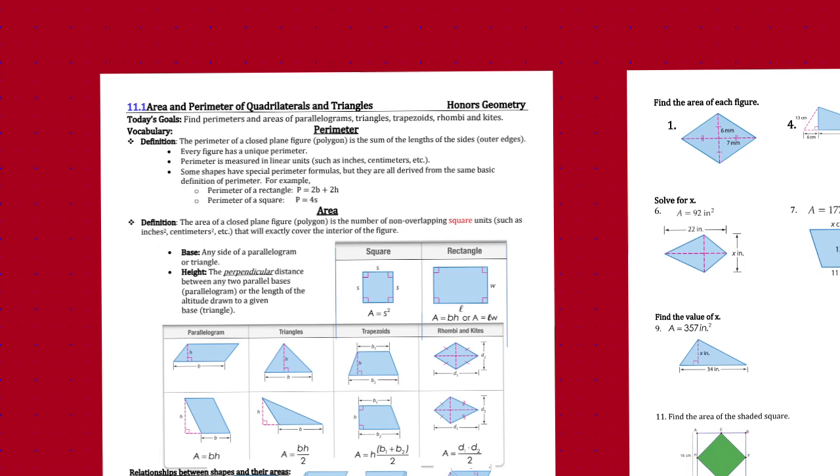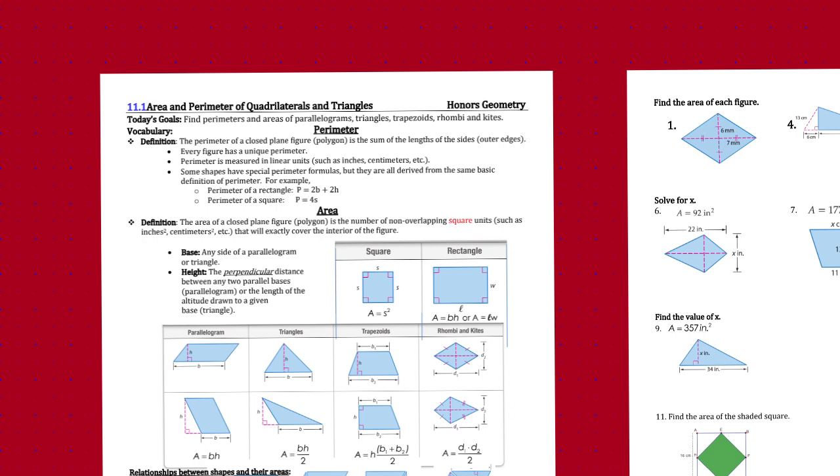Okay, hello and welcome. We're going to be talking about the area and the perimeter of quadrilaterals and of triangles. So four-sided and three-sided figures. So first thing is perimeter. The length around the exterior of a figure is going to be the perimeter. And so we're looking to find the length.